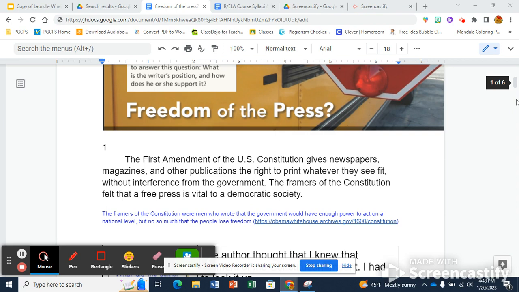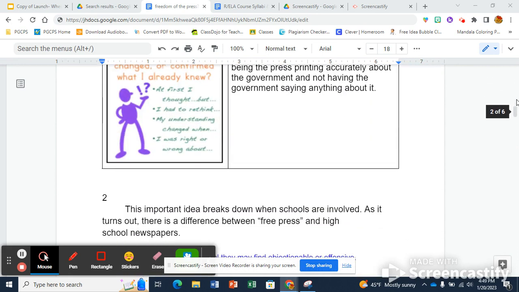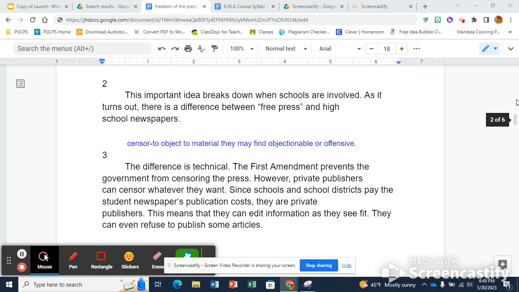The First Amendment of the U.S. Constitution gives newspapers, magazines, and other publications the right to print whatever they see fit, without interference from the government. The framers of the Constitution felt a free press is vital to a democratic society. This important idea breaks down when schools are involved. As it turns out, there is a difference between free press and high school newspapers.